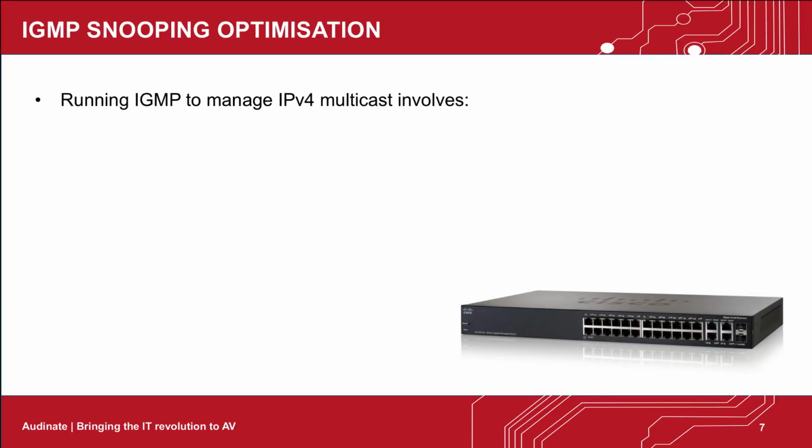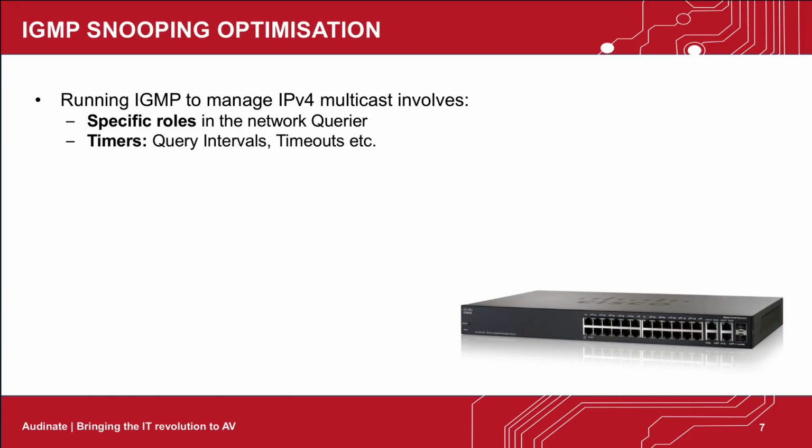So, running IGMP to manage IPv4 addresses involves several things. It has specific roles in the network. You've got to choose someone to be a querier. You've got to choose the right query intervals. That is, how often the query must be sent. How long do I wait for everybody to respond?